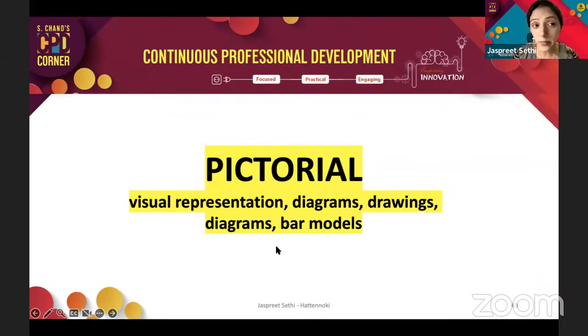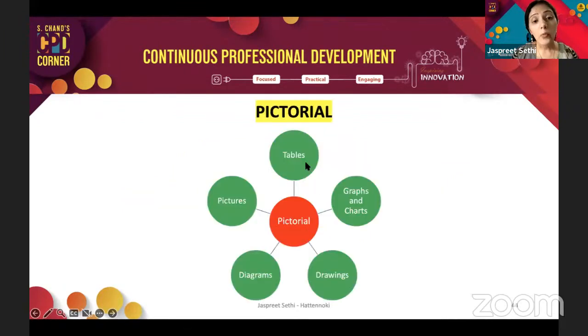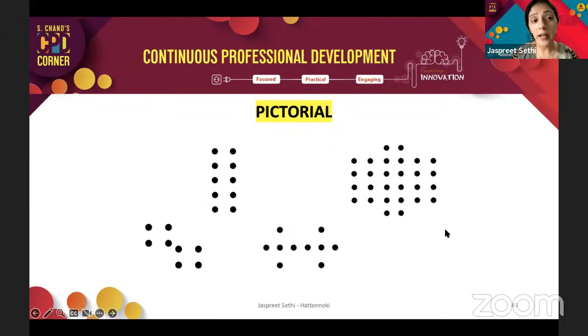Sometimes it's diagrams when we're drawing something to explain, when we're using bar models, when we're using graphs and charts. So a lot of these come under pictorial examples, and I will walk you through some of those. And I'm hoping in walking you through these, you're getting ideas on how to employ these.